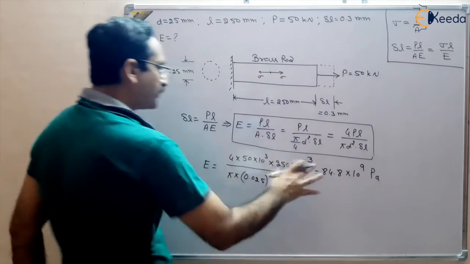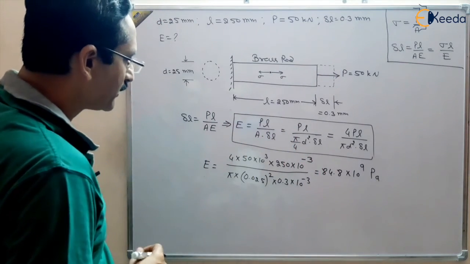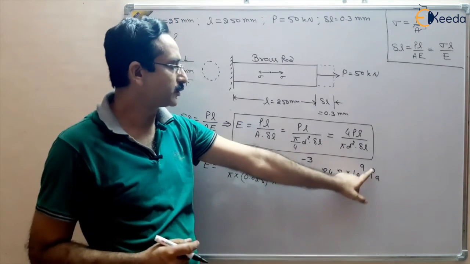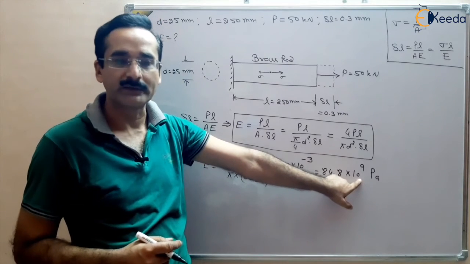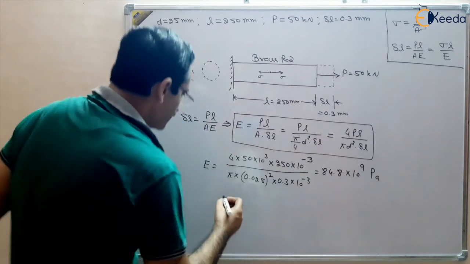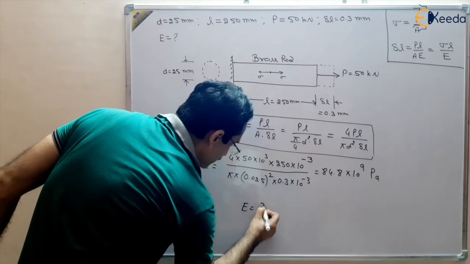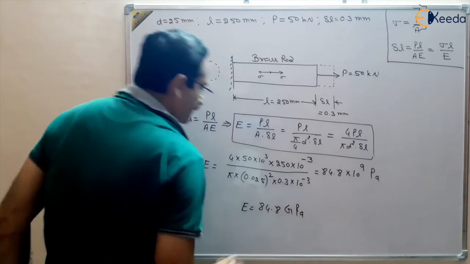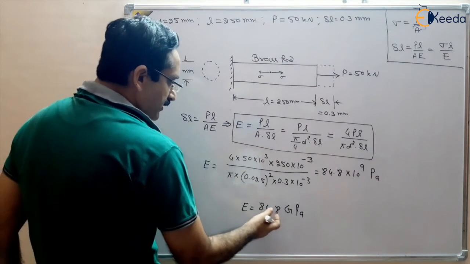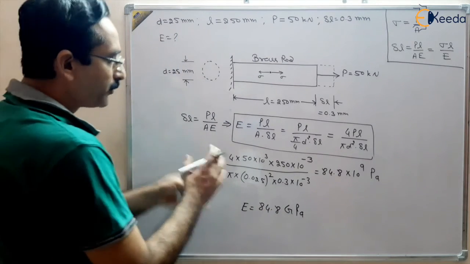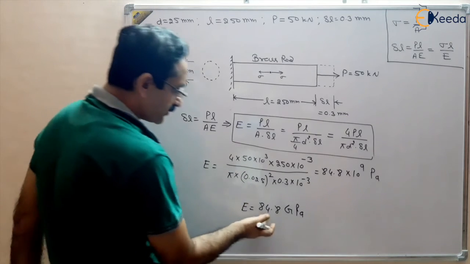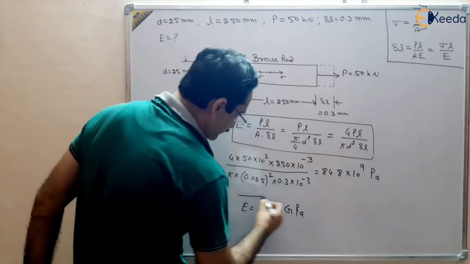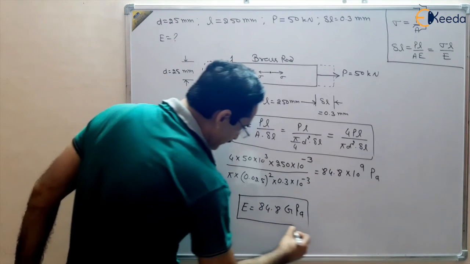The answer will come in pascals, right? You can solve it and you can get the answer. Now, what is 10 to the power 9? This is gigapascal. So we can write E will be equal to 84.8 gigapascal. Mostly the value of modulus of elasticity for brass is around 100 gigapascal, so it seems to be a good value, 84.8 gigapascal. So this is the answer of our question.